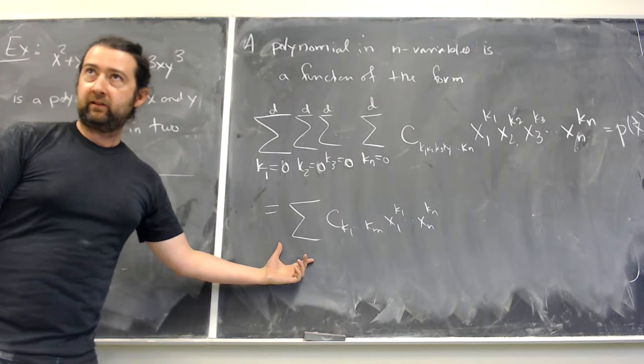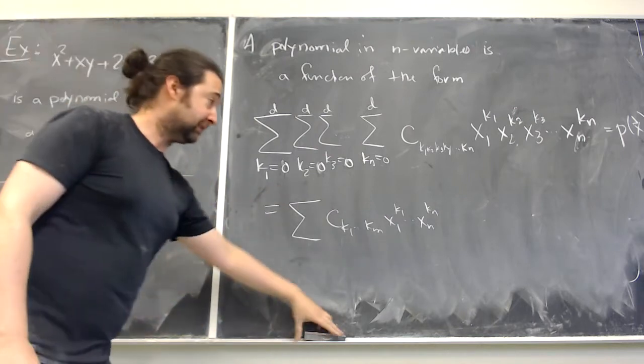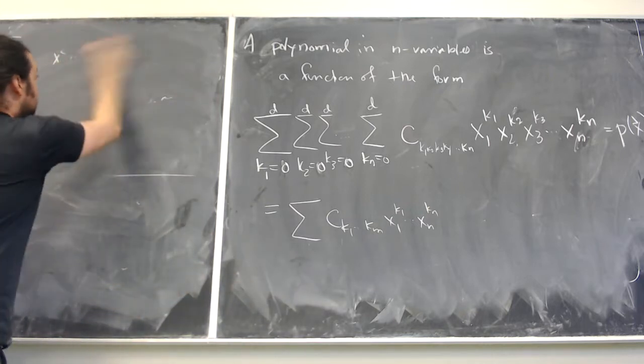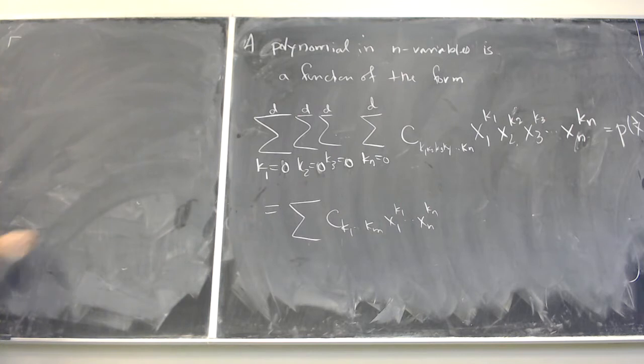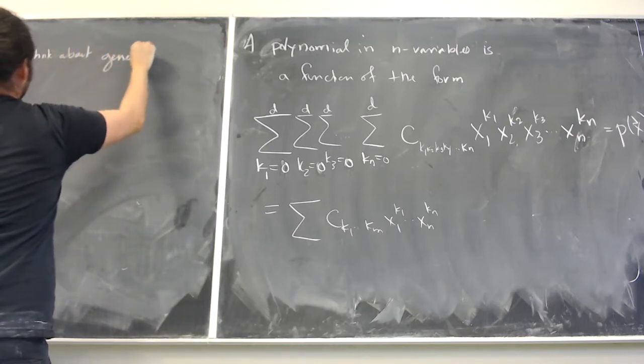Okay. Now, why do we need this? And the answer is, it's possible. I mean, think about the number of terms that are possible. Just if you wrote down a general polynomial, think about the general polynomial.